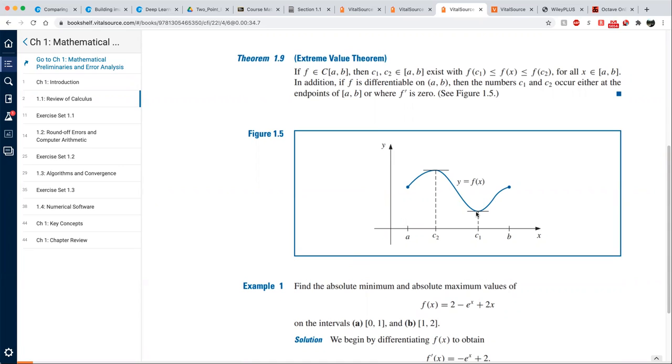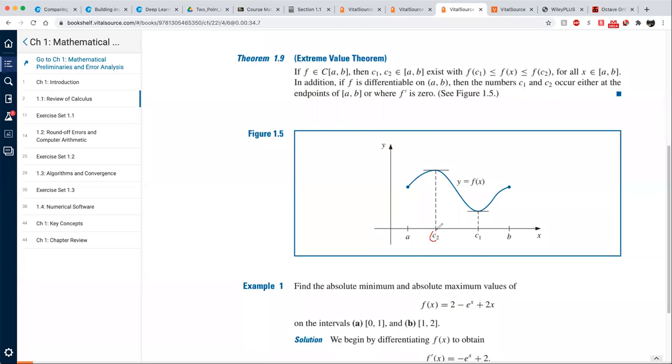Now in addition, if f is differentiable on the open interval a b, then the numbers c1 and c2 occur either at the endpoints of the closed interval a b or where f prime is 0. That's how to find the absolute maximum and minimum in Calculus 1. When you find the absolute maximum and minimum, we have to find the critical points. How can you find the critical points? We find the solutions of the equation f prime equals 0. So see that c1, c2.